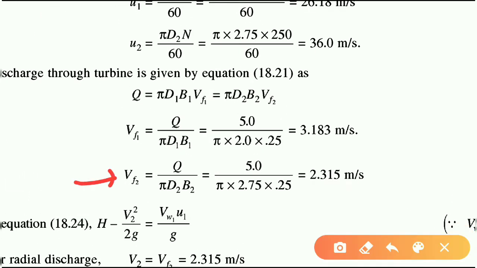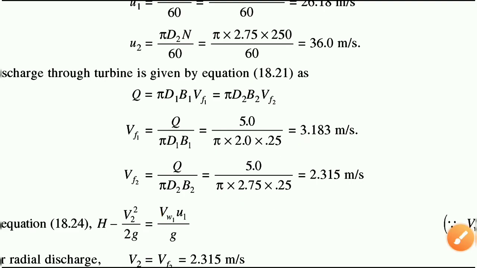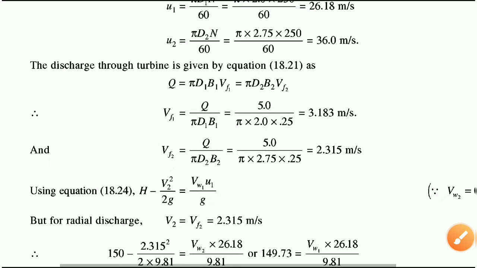Similarly, we can calculate Vf2. It is equal to Q divided by pi d2 b2. Q is 5, pi is 3.14, d2 is 2.75, which is given in the problem, and b2 is equal to b1, which is 0.25. So we get the value of Vf2 as 2.315 meter per second. So we have found out that much.